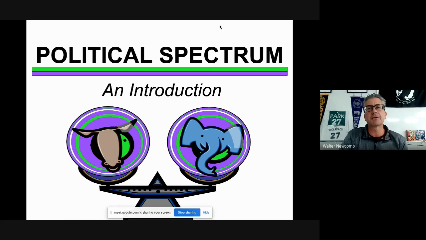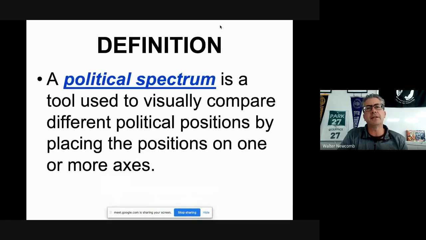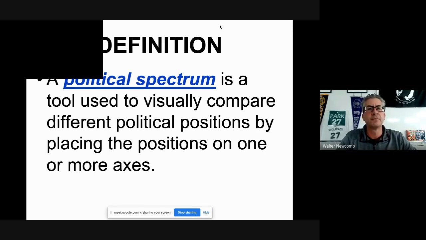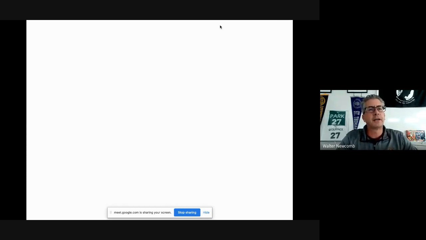So this idea of a political spectrum is nothing really new here. It's a tool that we use to visually compare different political positions by placing the positions on one or more axes, whether it's on right or left. And you may remember back when we looked at the slave perspective, looking at the different issues related to slavery, the pros and the cons side of it, I had brought in the political spectrum then, so this is a little bit of review as well. Always feel free to ask questions as we go through here.